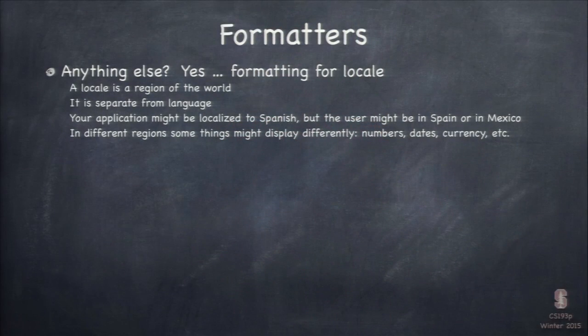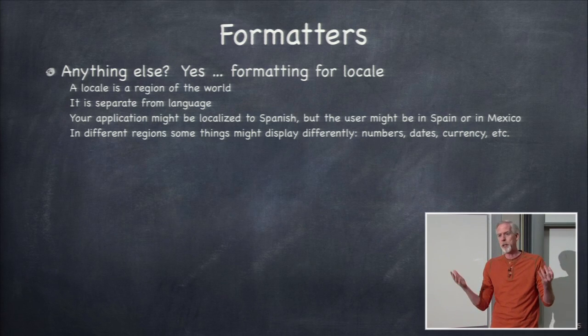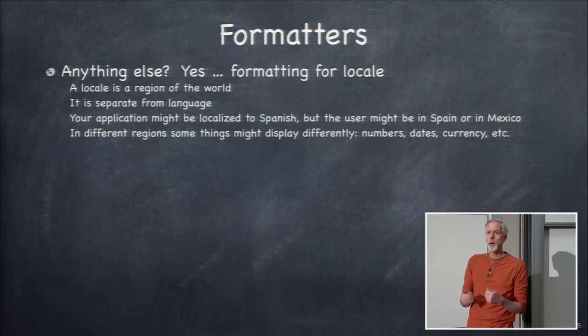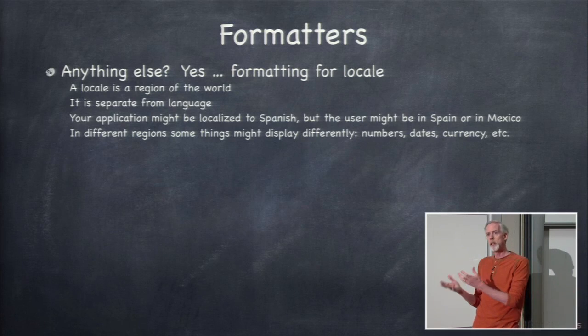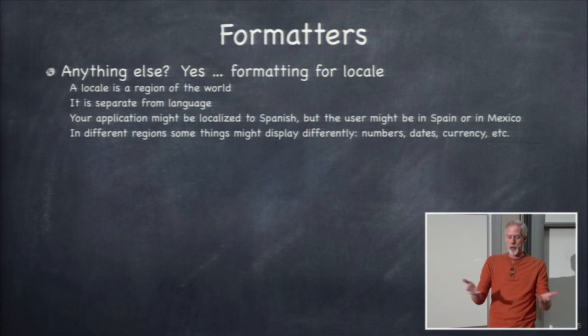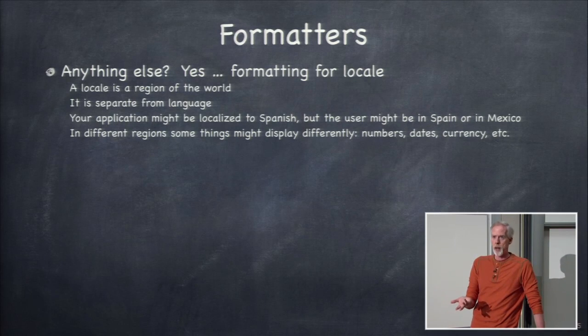So formatters work based on a locale. There's really two parts of what makes something localized. One is the language, Japanese or French or whatever, but the other is the locale. And the locale is where in the world you are, essentially. So your language might be Spanish, but maybe you're in Mexico, or maybe you're in Spain, or some other part of the world that speaks Spanish. So you would have a different locale, Mexico or Spain, than your language, which might be Spanish. So the formatters are going to format things, numbers and dates and currencies, based on your locale.